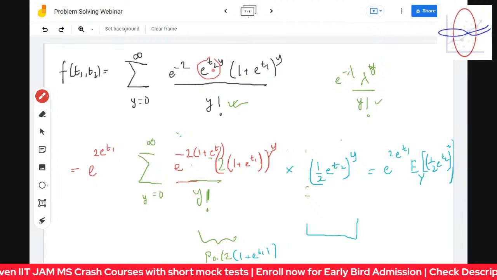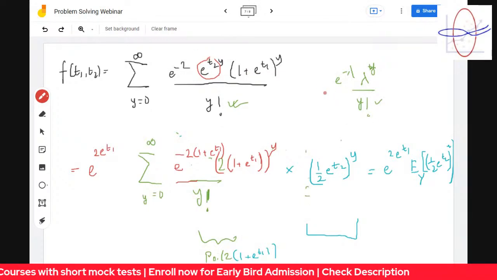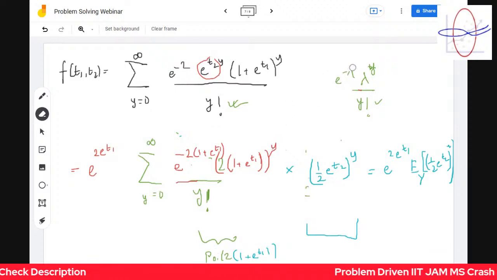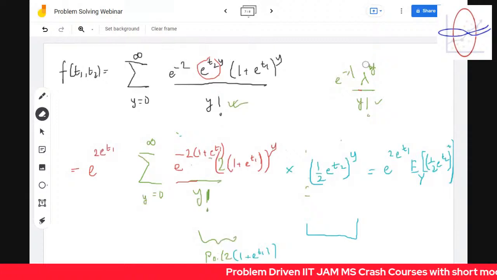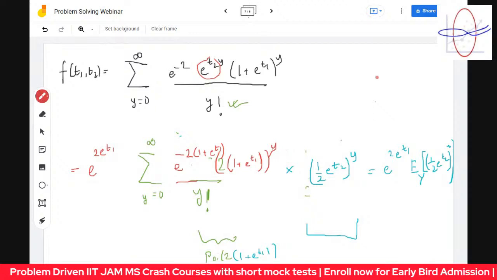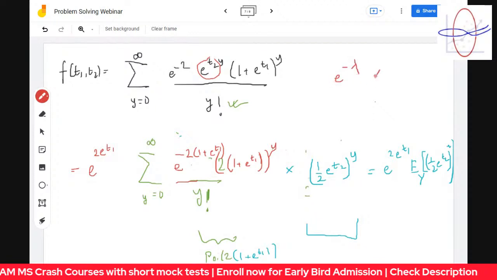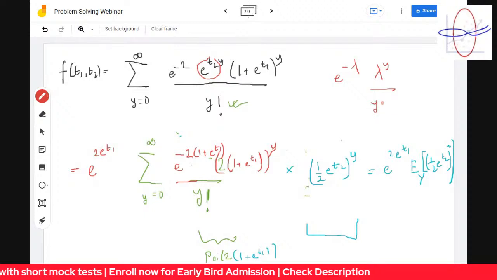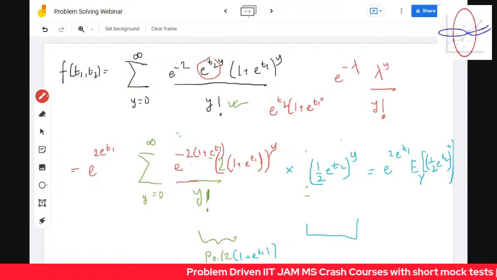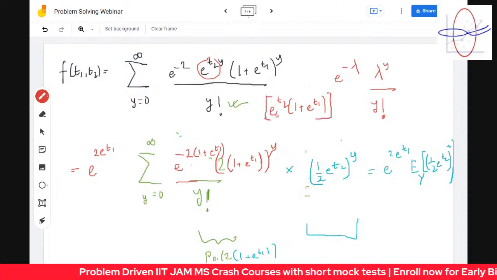This lambda to the power y, we can also take this as lambda also. So we can also do it like this. So we don't need 2 to the power y. We need something different. So we need to do it as e to the power minus lambda, lambda to the power y by y factorial. The good thing is that here you can write it as lambda to the power y. This lambda can be written as e to the power t2 into 1 plus e to the power t1. This is the lambda part.